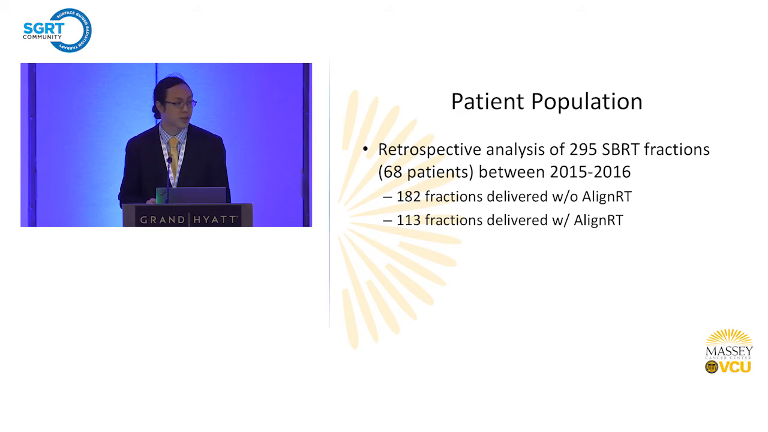The study is a retrospective analysis, so we went back and looked at 295 SBRT fractions over 68 patients that were treated between 2015 and 2016. So 182 of those fractions were delivered before we had AlignRT installed, and then 113 of those remaining fractions were delivered after we started using it in the clinic.